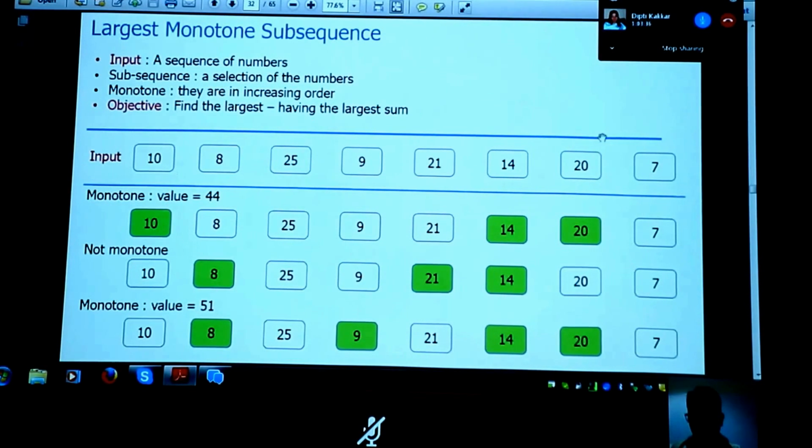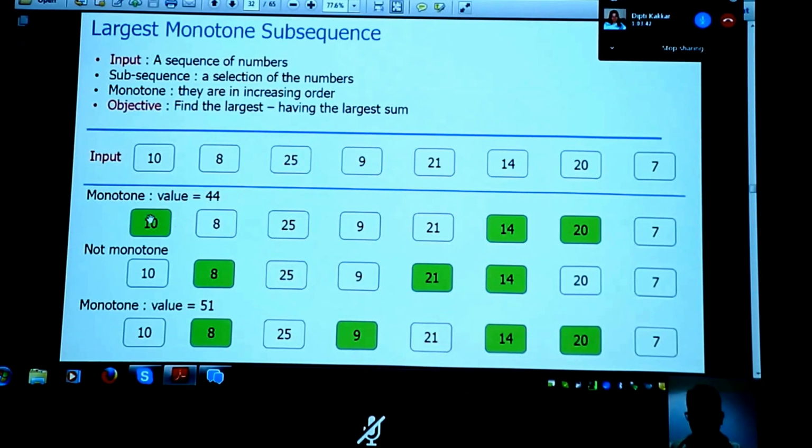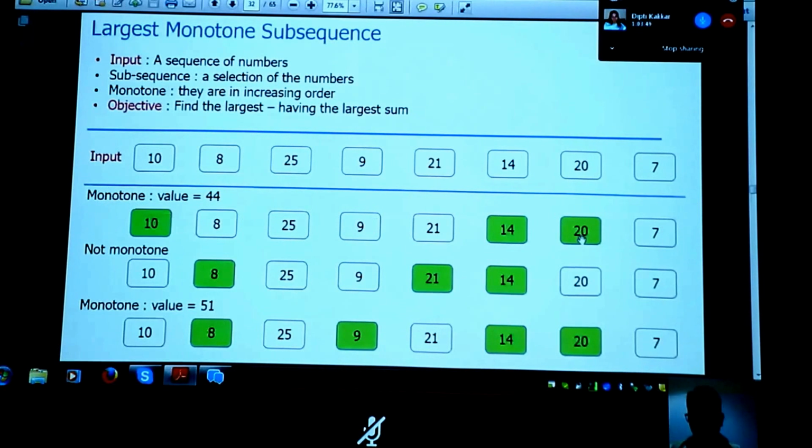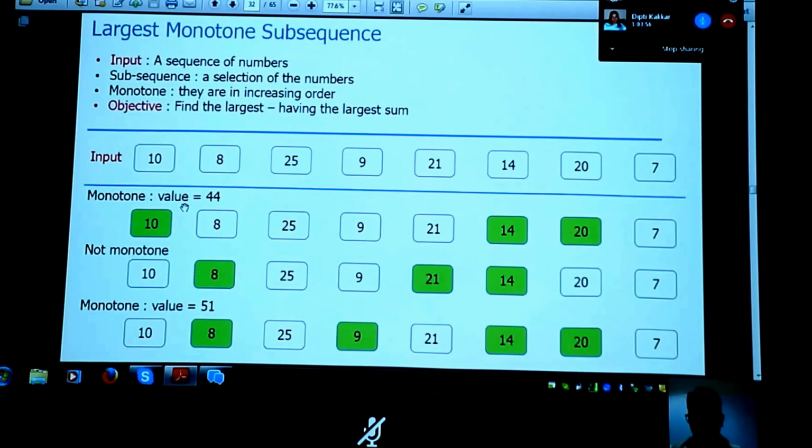So this was the sequence. I am going to pick 10, 14, 20. Is that legal? Yes. Because 10 to 14 is bigger, 14 to 20 bigger. Yeah, it's increasing. So this is valid, and the value you get out of this sequence is 20 plus 14 is 34, plus 10, 44. That is what you will get if you pick this sequence. So our goal is to find a sequence which is monotone and has the maximum value.